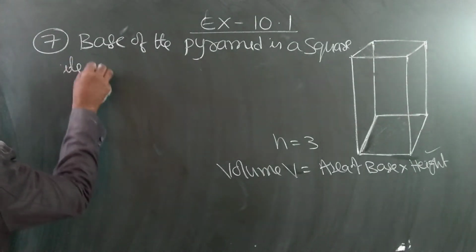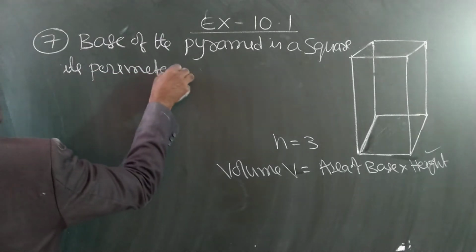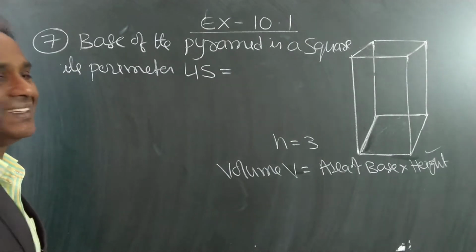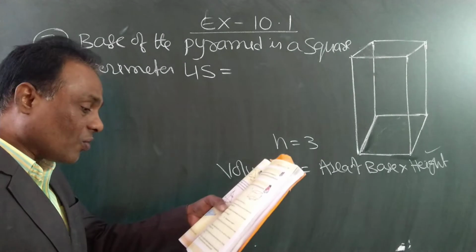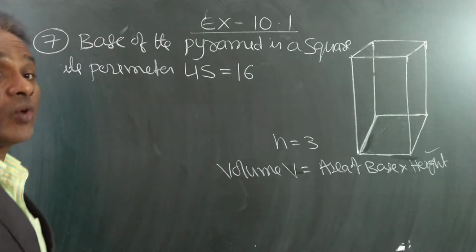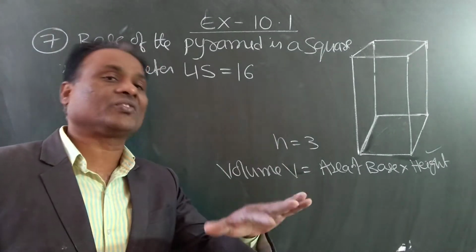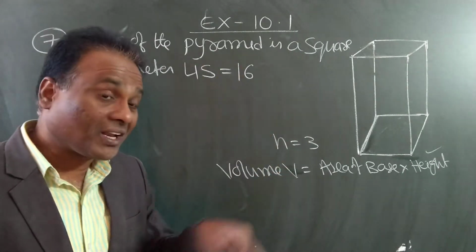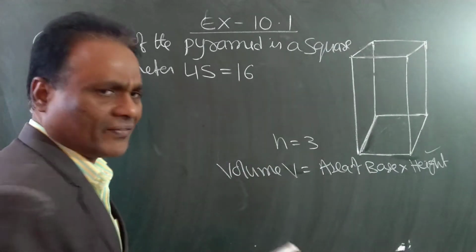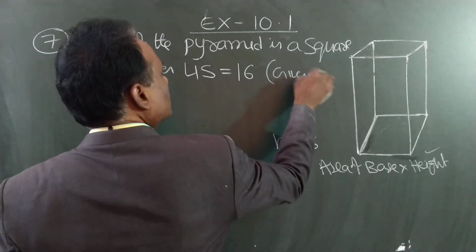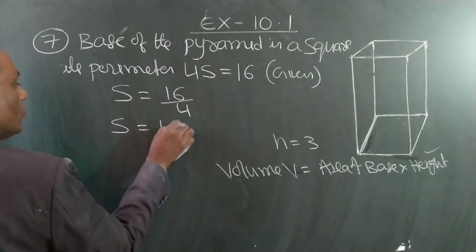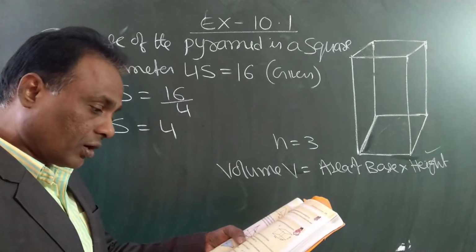Its perimeter: the perimeter formula of a square is 4 into side. Area of a square is side into side, S square. Perimeter of the square is 4 into side, and it is given as 16. So 4 into side is equal to 16. So S is equal to how much? 16 by 4. S is equal to 4 units, 4 meters.